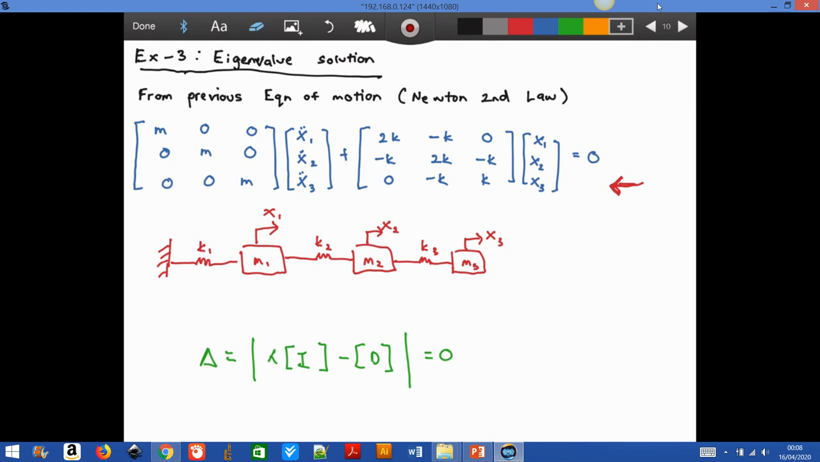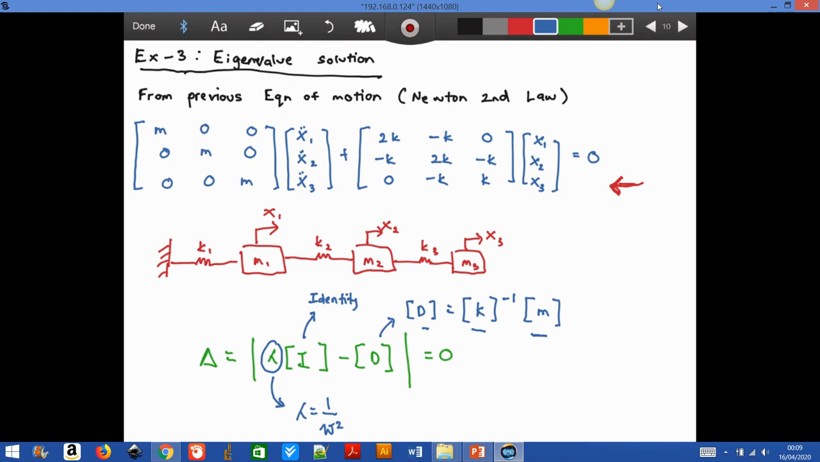And what is D? D is what we call the dynamical matrix, where D is equal to matrix K inverse multiplied by matrix M. That is the dynamical matrix. And what is matrix I? Matrix I is the identity matrix. And lambda is a bit different from the previous example, whereby we assume lambda is equal to 1 over omega squared.